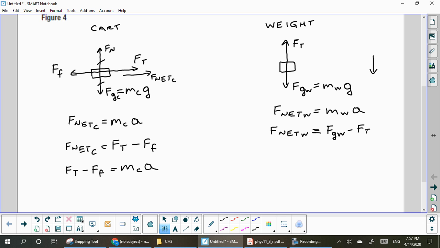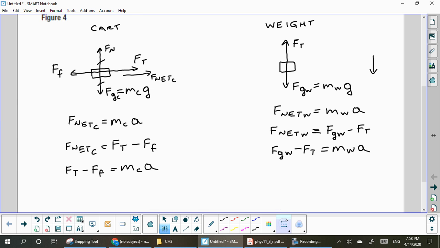And then we're going to do the same thing. Because the net force for the weight can be expressed in two different ways, we can make them equal. So we're going to put it as FGW minus FT is equal to mass of the weight times acceleration. So if we look at the two expressions that we have for the cart and for the weight, we can do a little quick checklist of what we actually are given in the question.